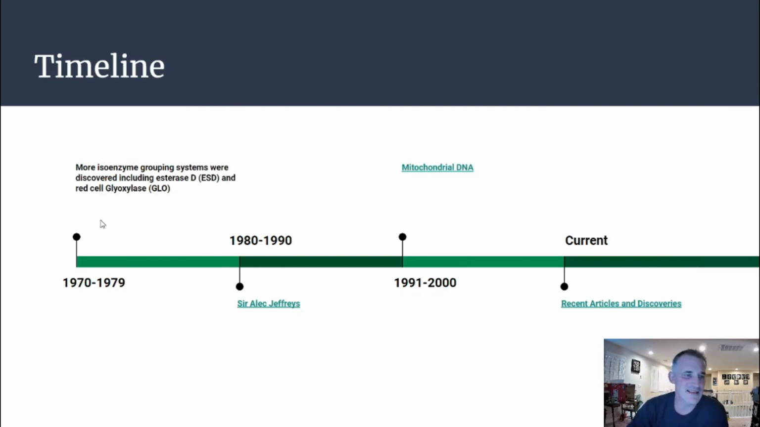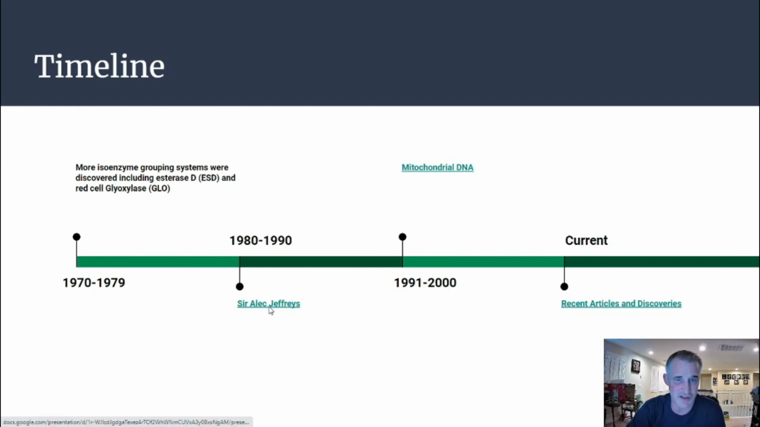All right, 1970, 1979, more isoenzyme grouping systems were discovered. So they have esterase D, or ESD, and red cell glyoxalase, or GLO. So these are, again, different enzymes or proteins that can be separated using electrophoretic techniques. That moves us into this huge jump.